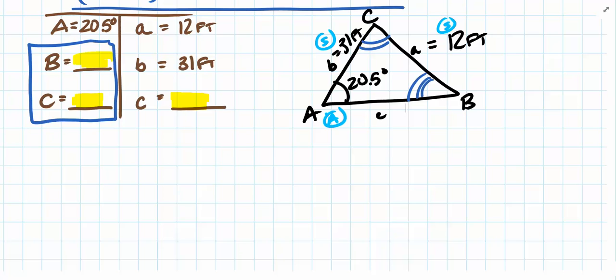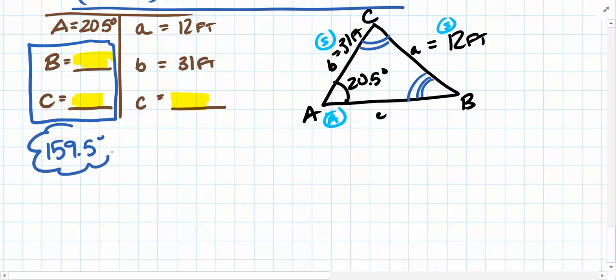I have 159.5 degrees left over. This is going to be a key part to understanding the ambiguous case. This is what I call the leftover, okay? And I teach this very differently than what the book does. So it's all based off of this leftover angle. That means that between B and C, I've got 159.5 degrees to spare between the two of them.